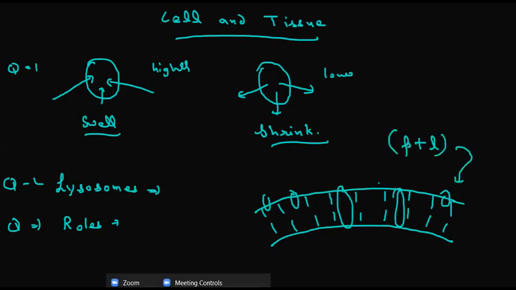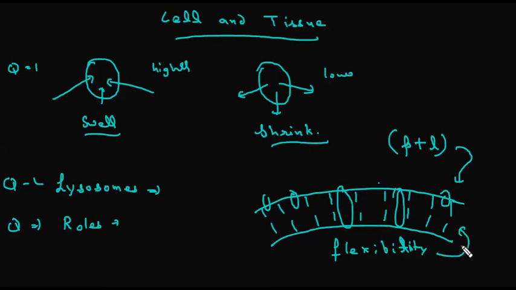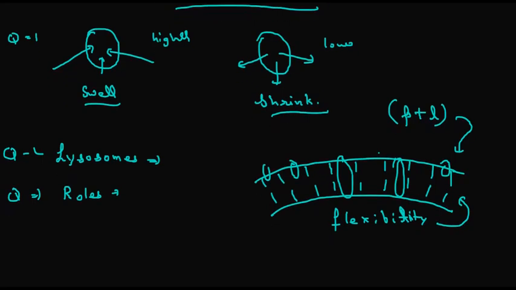Okay. So the lipids and proteins of the plasma membrane provide flexibility to the cell membrane, and this flexibility makes the cell membrane selectively permeable in nature. That selective permeability is actually because of the nature of the cell membrane. Okay, that was about the cell membrane.